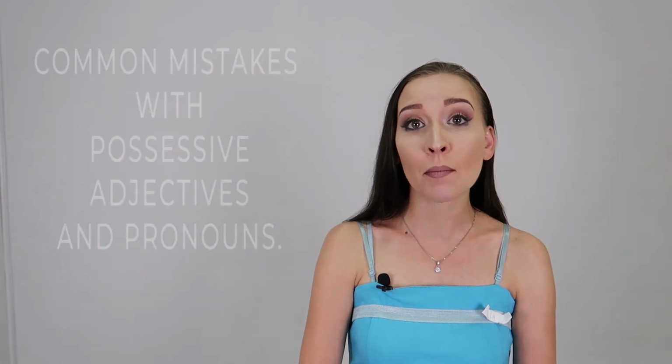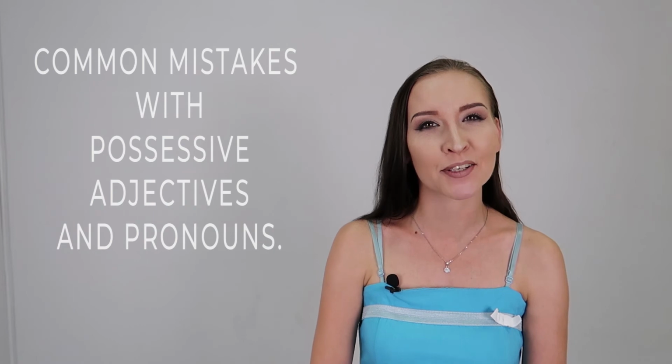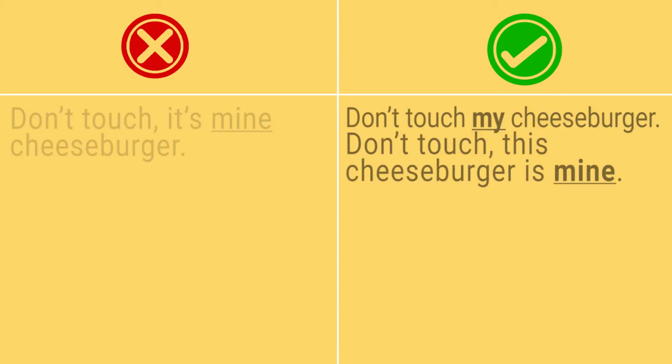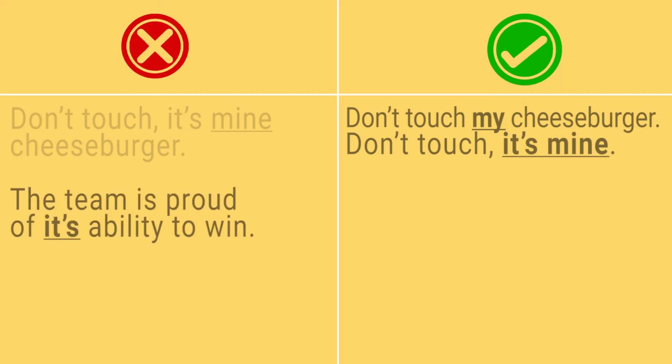Let's see some common mistakes people make with possessive adjectives and pronouns. I have 3 don'ts for you. Don't say, don't touch, it's mine cheeseburger. No, you can say, don't touch my cheeseburger, or don't touch, this cheeseburger is mine, or just don't touch, it's mine.